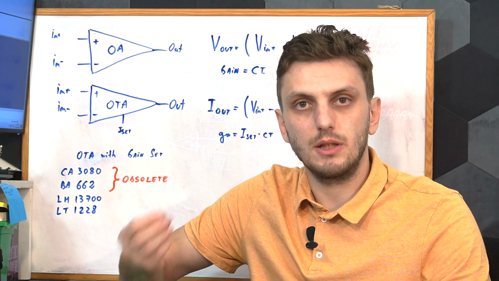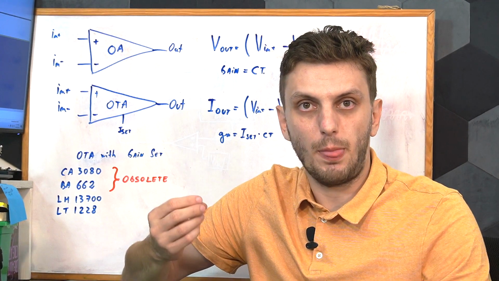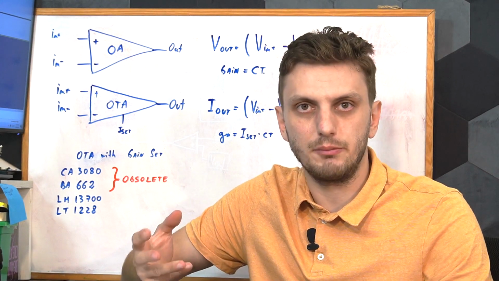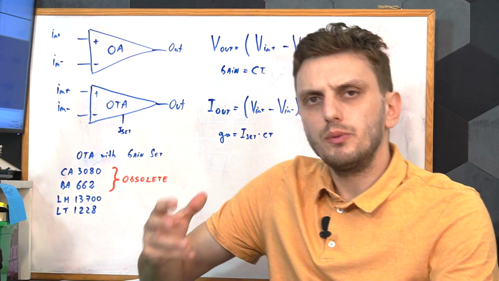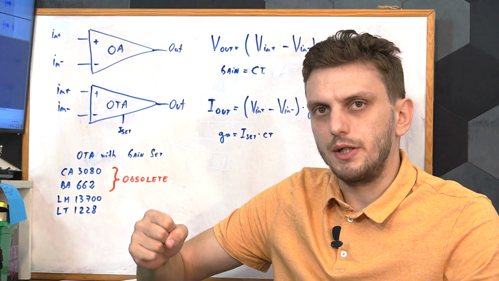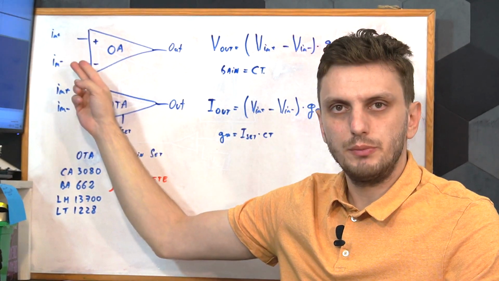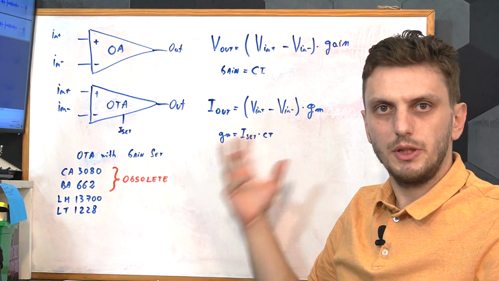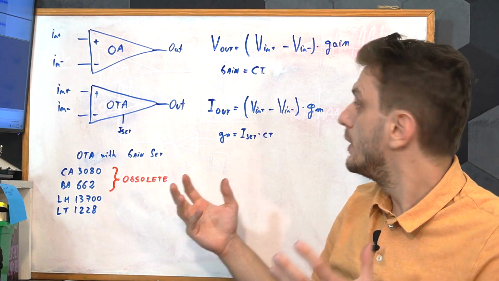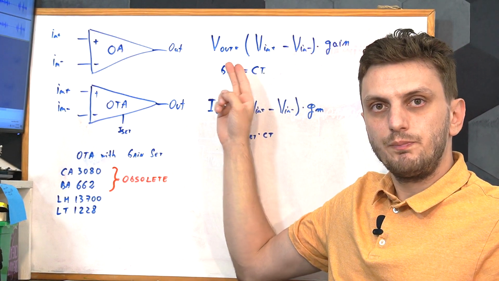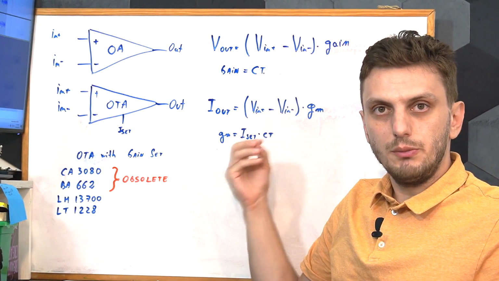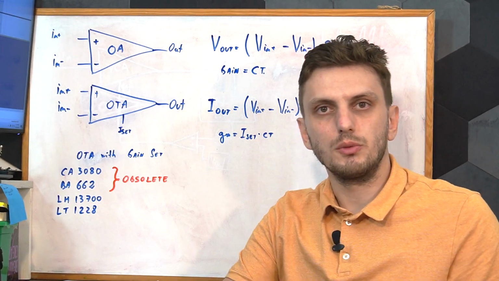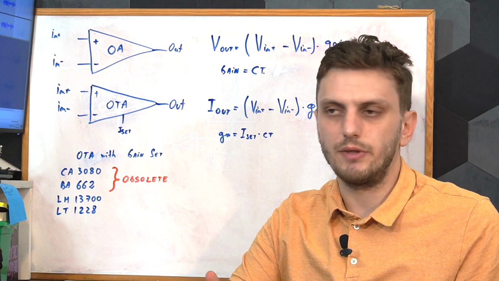The component that I'll be using to perform this variable gain function is an operational transconductance amplifier. With a normal operational amplifier, you have two inputs, a positive and a negative input, and an output, and the relationship between the input and the output is that the output voltage is equal to the difference between the input voltages times the gain of the amplifier. With a normal operational amplifier, this is a very high value.